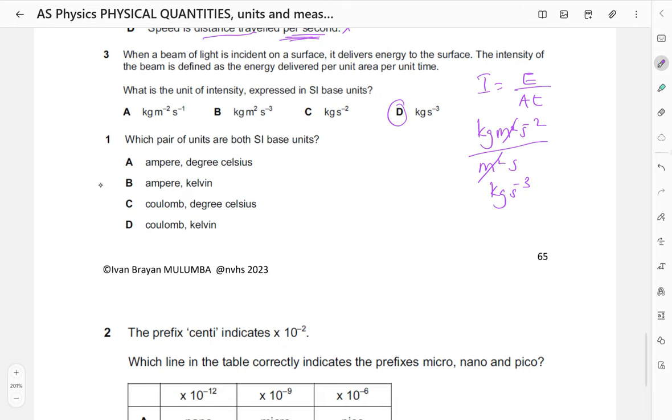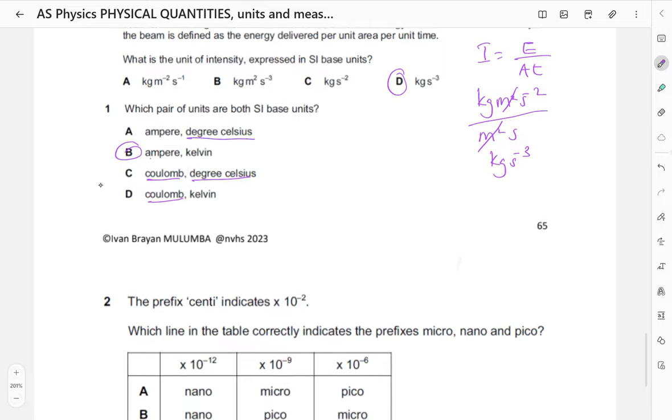Which pair of units are both SI base units? Degrees Celsius is not SI. Ampere and Kelvin, these are SI. Coulomb is not SI. Degrees Celsius is not SI. Coulomb is not SI. So the answer is going to be B.